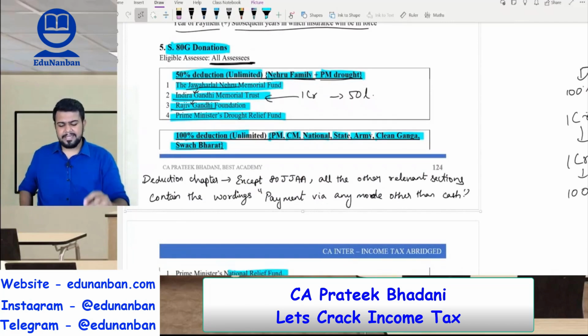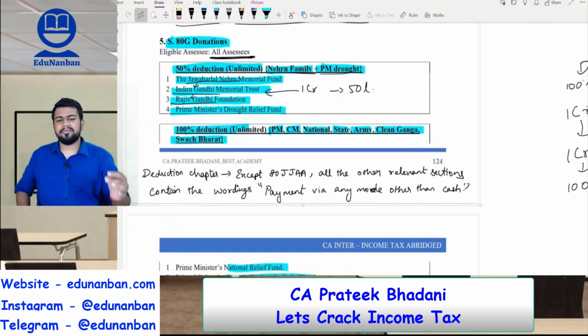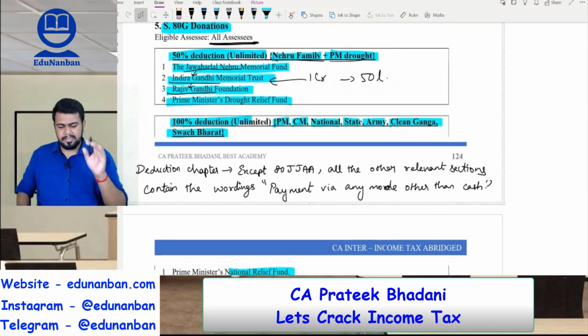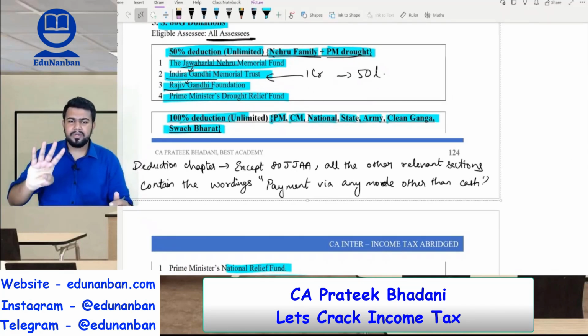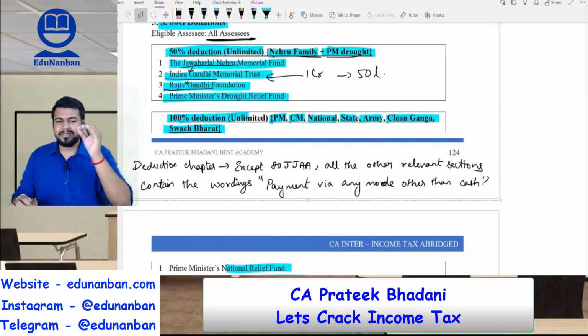Now let us see 80G deduction. 80G deduction is given for donation. It is allowed for all assessees. It can be AOP, BOI, company, whomever it is. 80G donation is allowed as deduction. However, in 80G there are four types of donation: 100% unlimited, 50% unlimited, 100% limited, 50% limited.